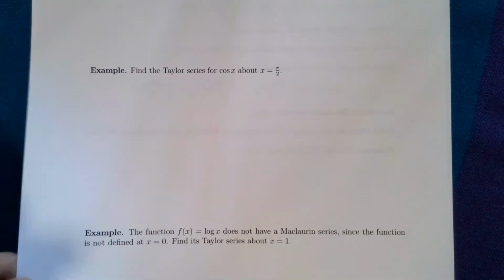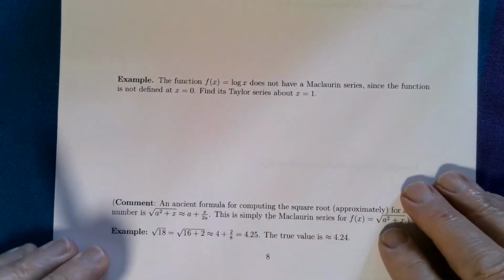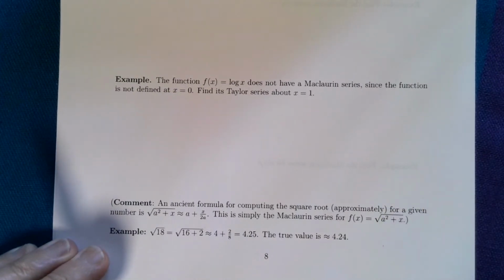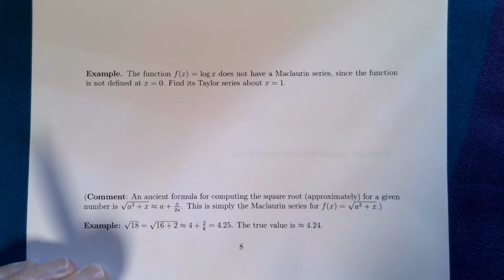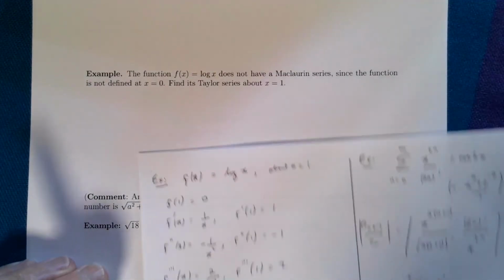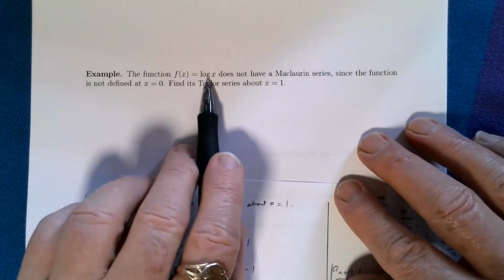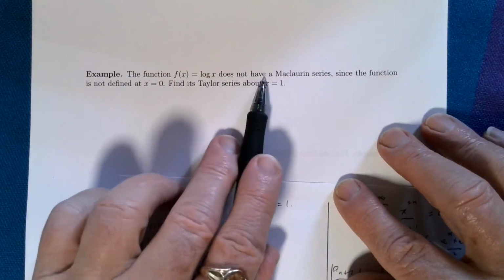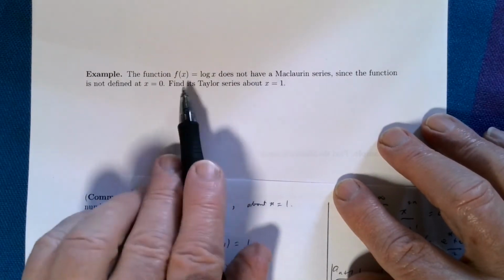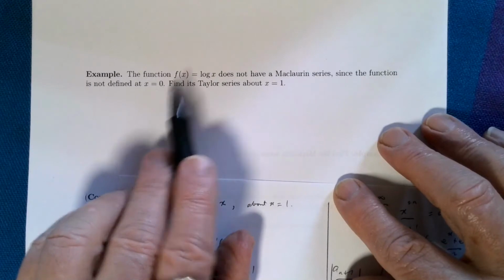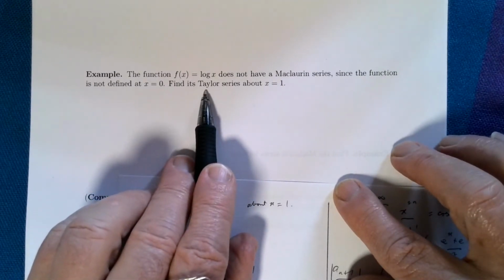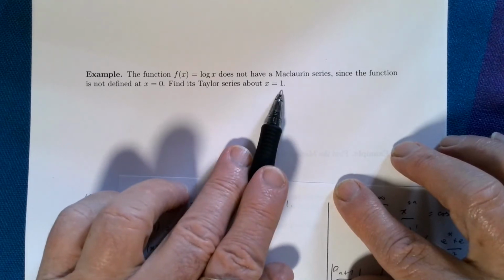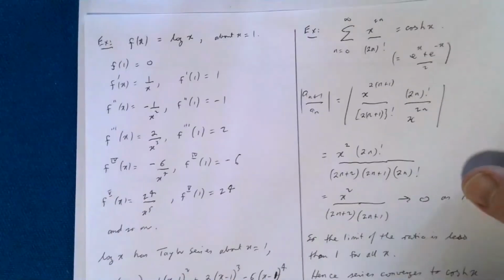Okay, so that's the story there. I wanted to do one more example also to show you why we need Taylor series, that Maclaurin series by themselves are not really sufficient. So we're going to have a look at f(x) is log x. Now this does not have a Maclaurin series because you can't put x as naught in; the log of naught is undefined. But you can get a Taylor series for log of x near x equals 1. So I'll just work through that quickly here.